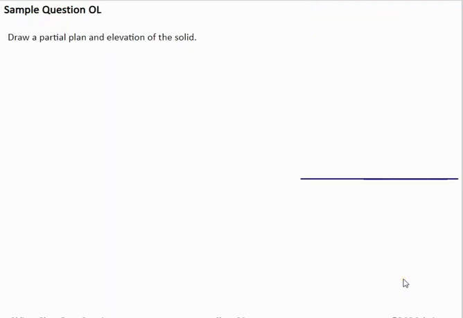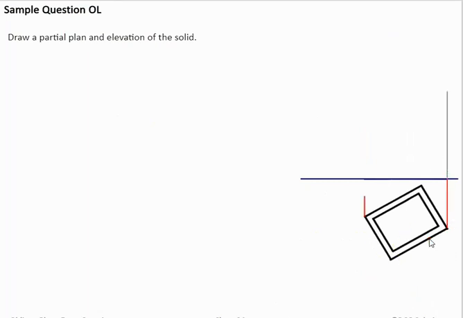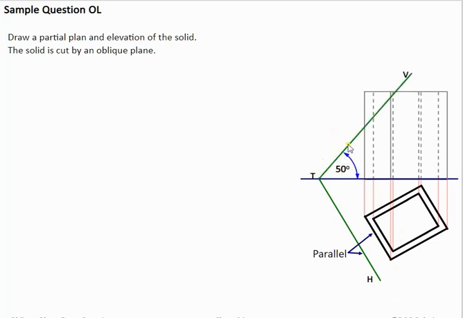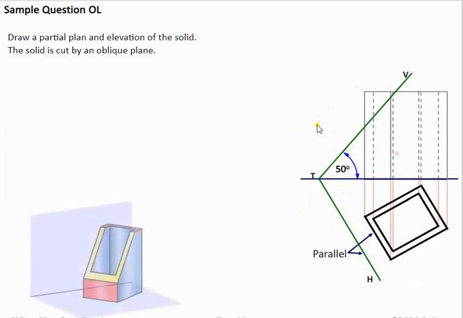Now in this sample question, we're going to look at a plan drawn in here and a partial elevation drawn in. What we have constructed here is going to be cut by an oblique plane. This is HT, which is parallel to the baseline here. It's constructed at 50 degrees, which will be given to you in the question. Basically we have to draw what this shape looks like when it's been cut. This shows the 3D graphic of what it looks like.